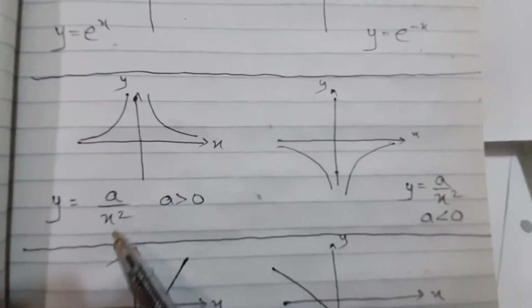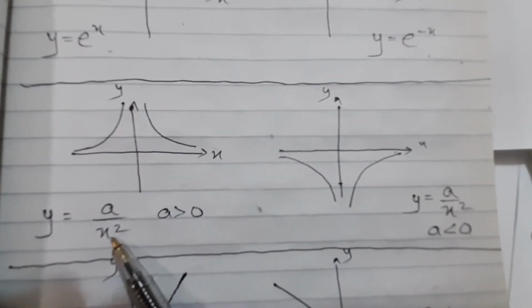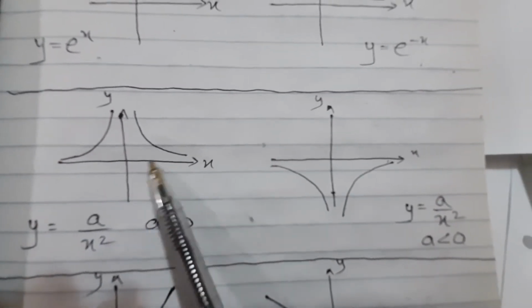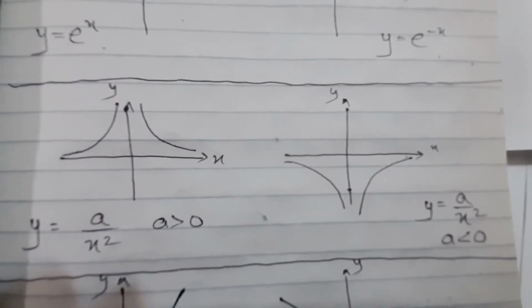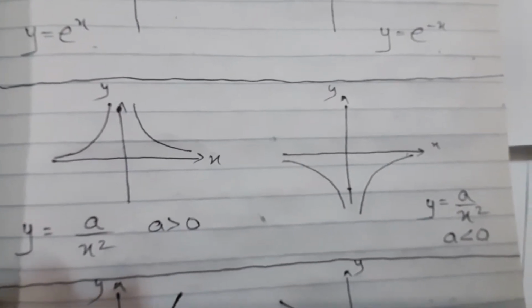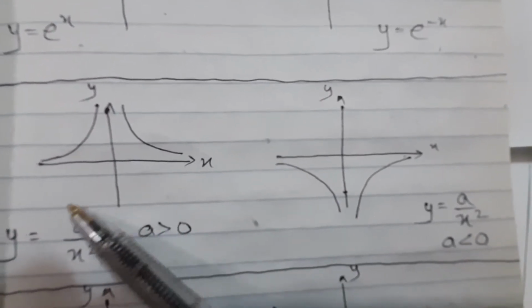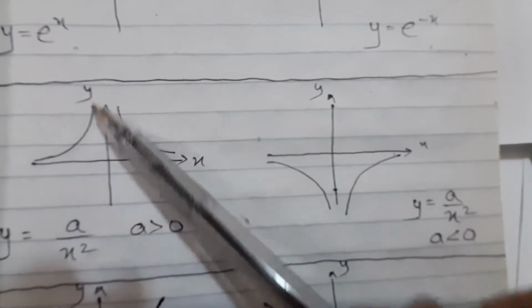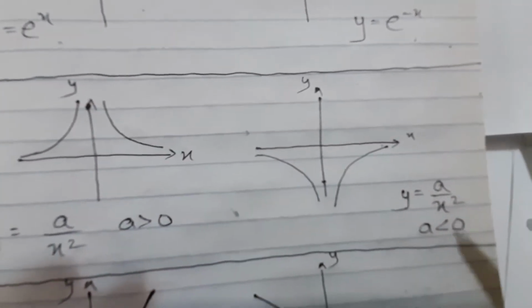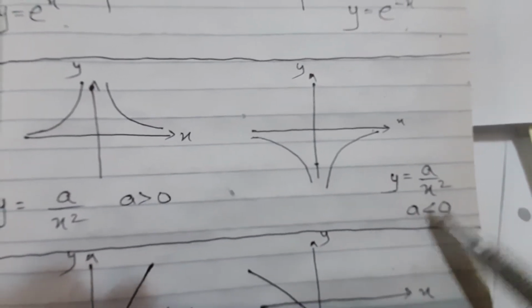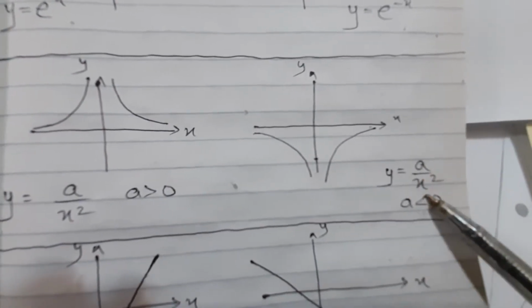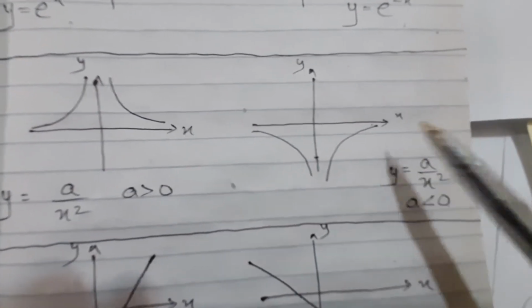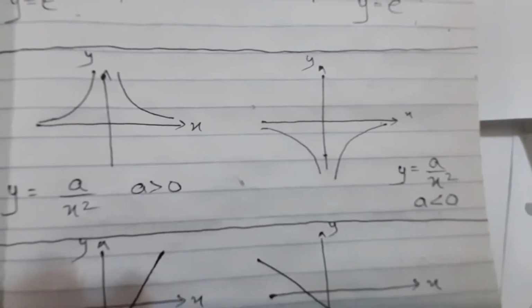Similarly, if you have a over x square, so in the denominator you have x square. Whether you take x plus or x minus, the denominator will always be positive because it is a square. So x square will be positive all the time. If your a is positive, it means the value of y is always positive. That's why the graph is this shape. Whereas in this case, if your a is negative, and x square will always be positive because of being a square, your overall value of y is always negative. That's why the graph has this shape, right?